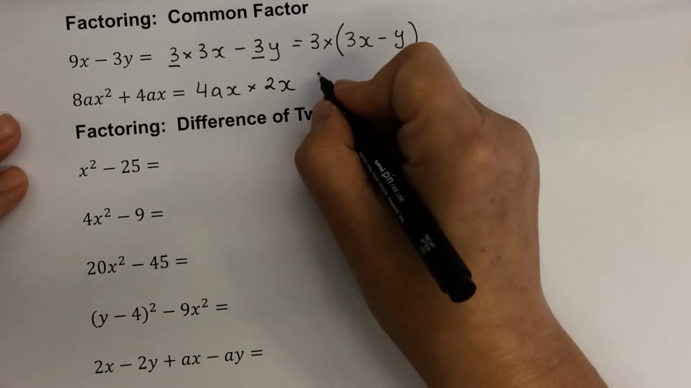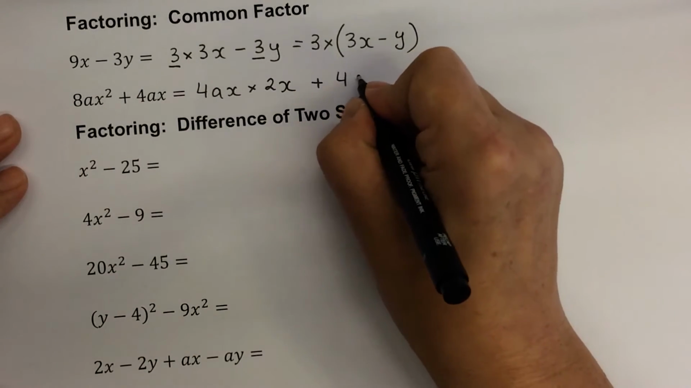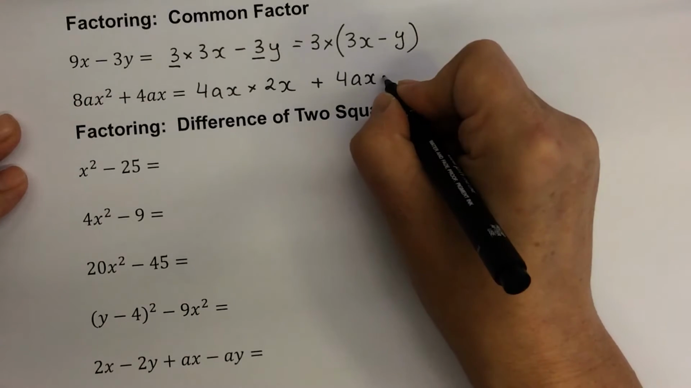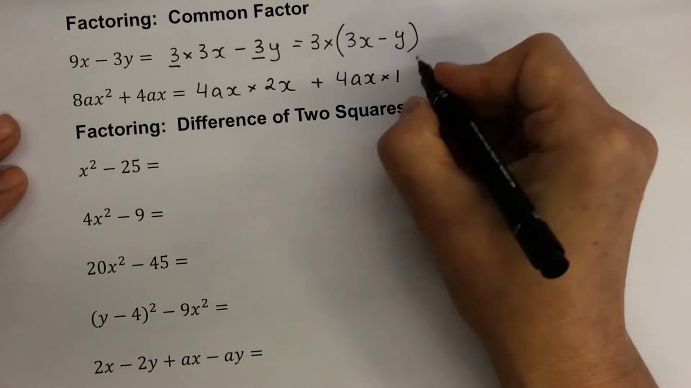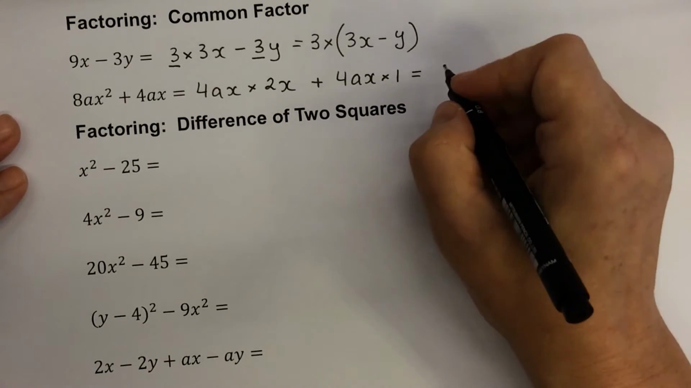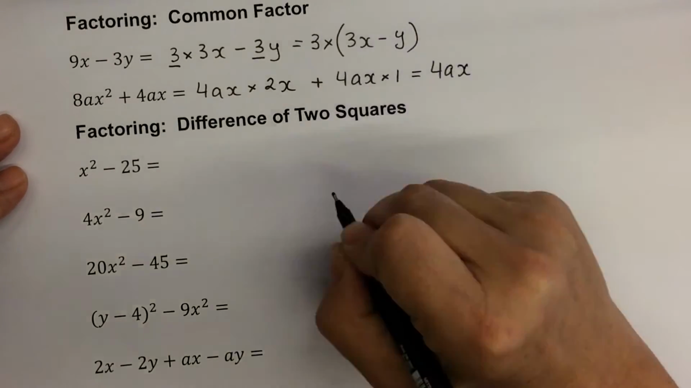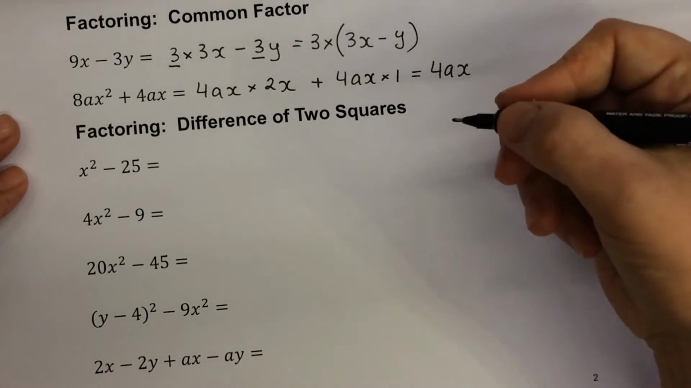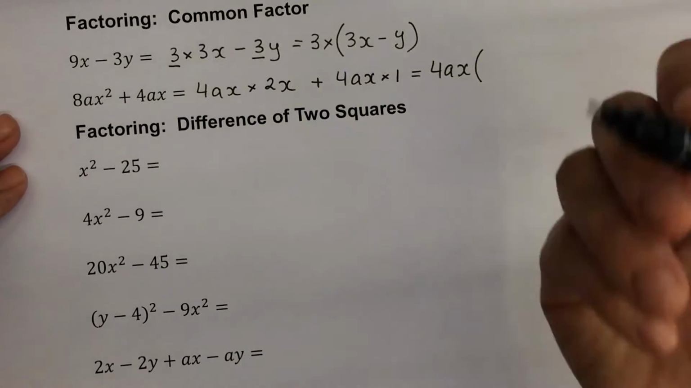2x, right? Okay. Next term is 4ax, don't forget, times 1. Yeah, because something will stay here within the bracket. And now we are ready to factorize. So 4ax is a common factor, goes outside of the bracket, and inside the bracket we get whatever is left.